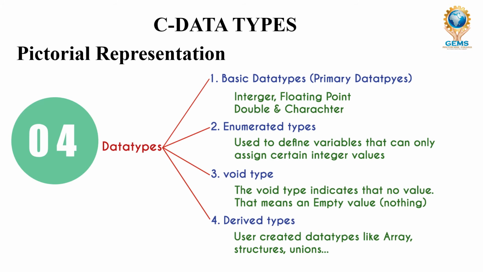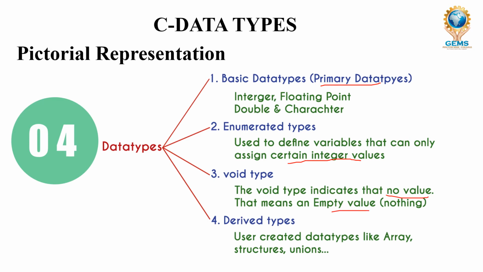This is the pictorial representation of the data types in C. First, we have the basic data type, called the primary data type, inside which we will study integer, float, double and character. Enumerated data types are used to define variables that can only be assigned certain integer values. Void type does not return any value, that means no value, an empty value, right?